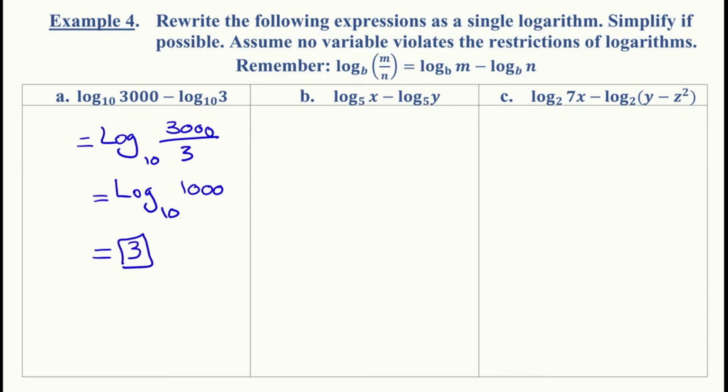All right, for the next one, we're just going to get log base 5 of x over y. This is just to give us some practice with the rule. Here, of course, 7x is playing the role of m. The entire expression y minus z squared is playing the role of n. So we're going to get log base 2 of 7x over y minus z squared.